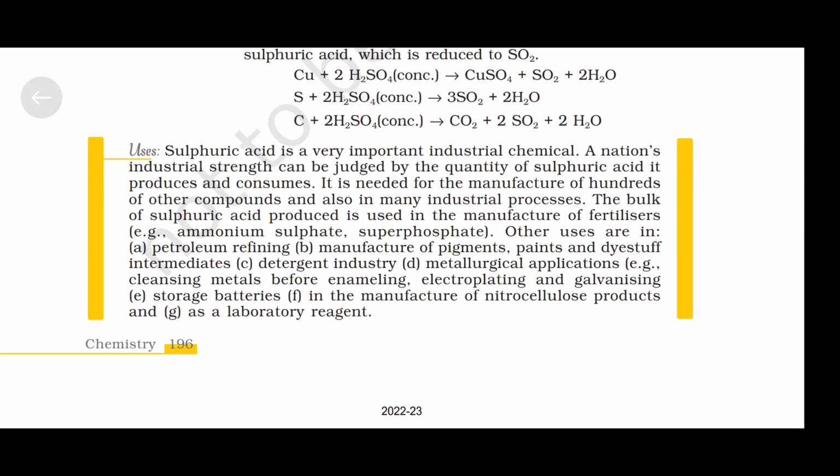Uses. Sulfuric acid is a very important industrial chemical. A nation's industrial strength can be judged by the quantity of sulfuric acid it produces and consumes. It is needed for the manufacture of hundreds of other compounds and also in many industrial processes. The bulk of sulfuric acid produced is used in the manufacture of fertilizers, for example ammonium sulfate, superphosphate.